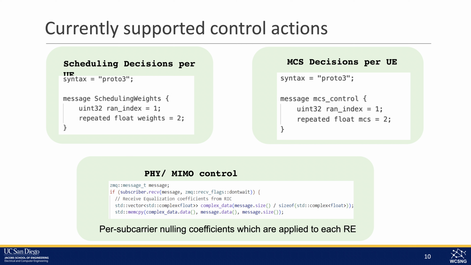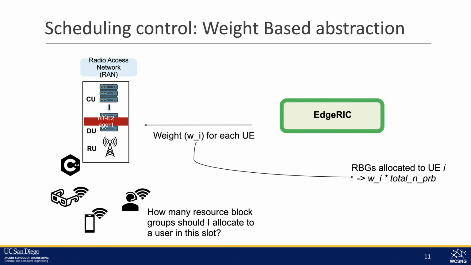Our currently supported control actions is basically the scheduling decisions per UE. Scheduling decisions here we mean how many PRBs I should be allocating to each of the UEs in that particular TTI. Again, MCS decisions per UE, that is what is the MCS that should be used for transmitting to that particular UE. For physical layer control, we are able to control the MIMO precoding matrix as well. Again, this would be elaborated in the talk right after this.